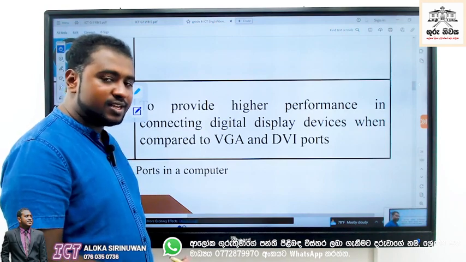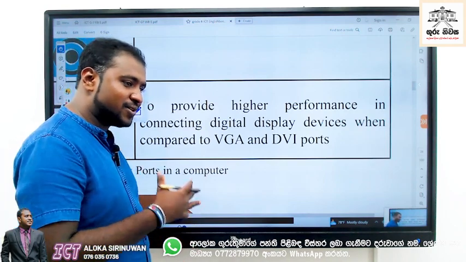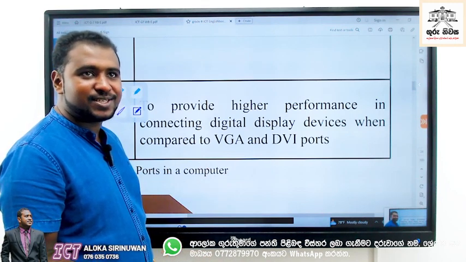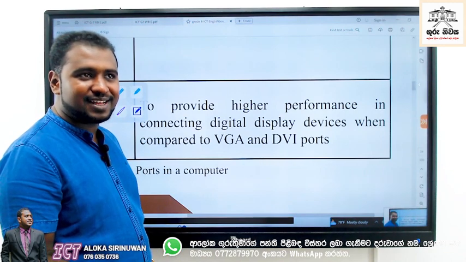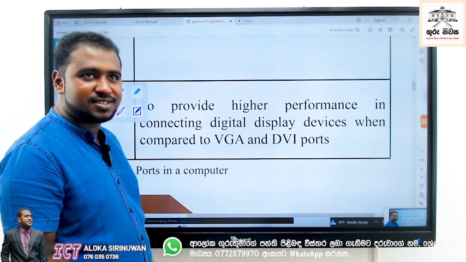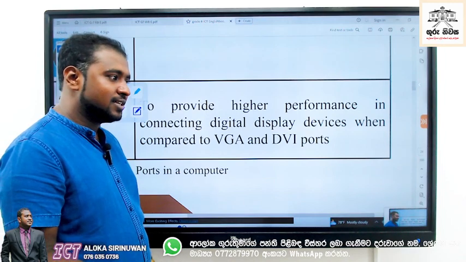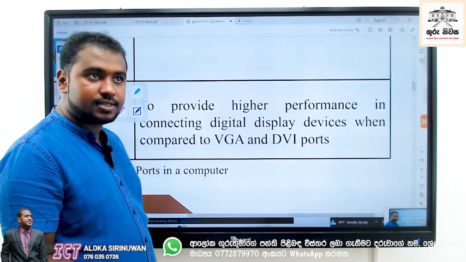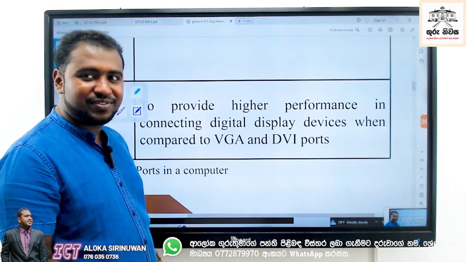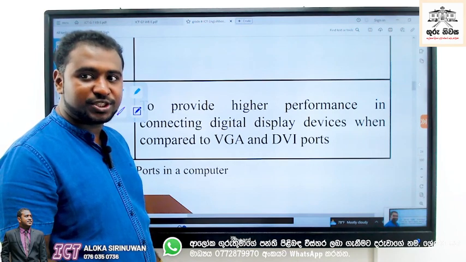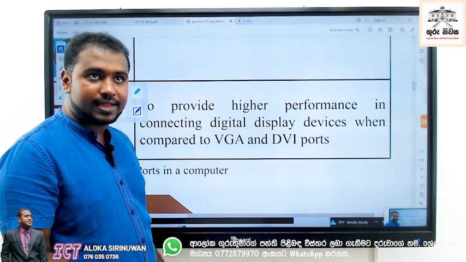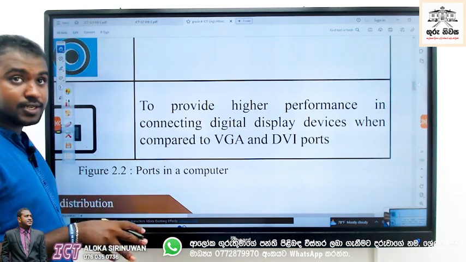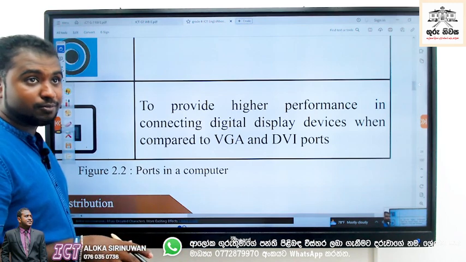But even today, in modern days, the display port is not in common usage. Understood? In your laptop computers, you can see only the HDMI port, right, to connect your multimedia projectors. So we can use that to connect devices with slide projectors, TVs, and screens. Do we use this port now in modern days? No, we are not using this port in modern days.